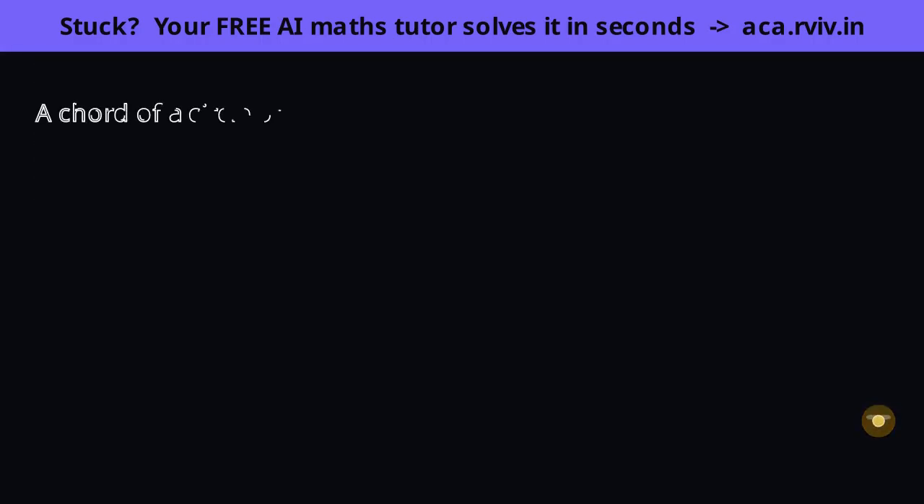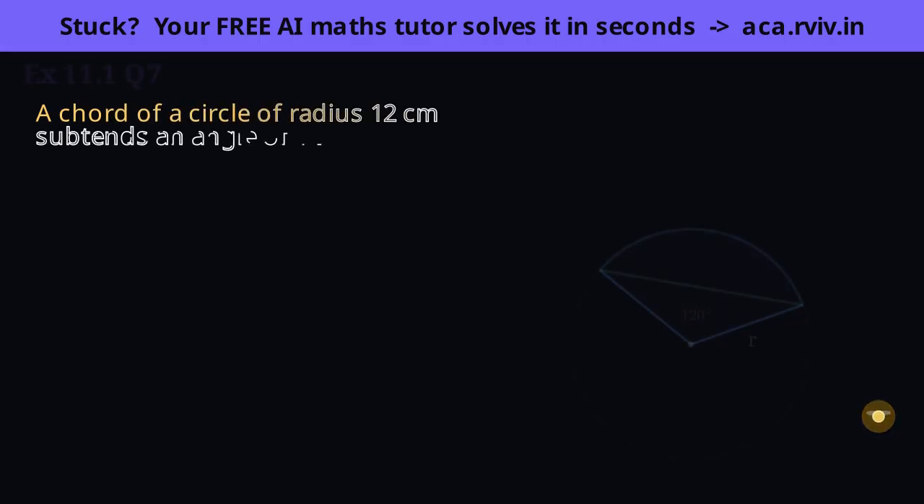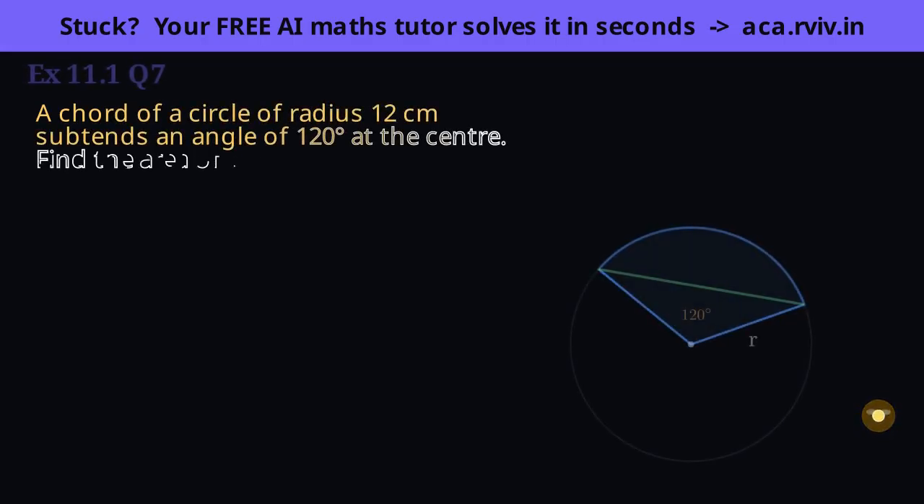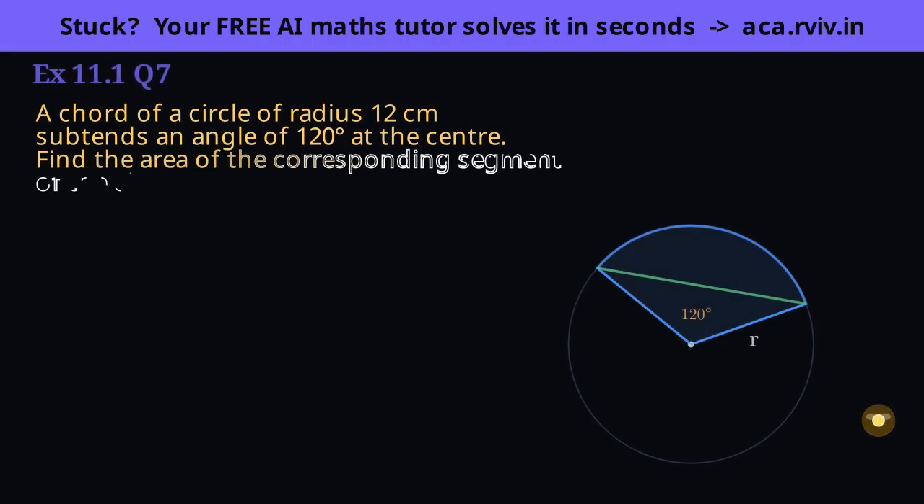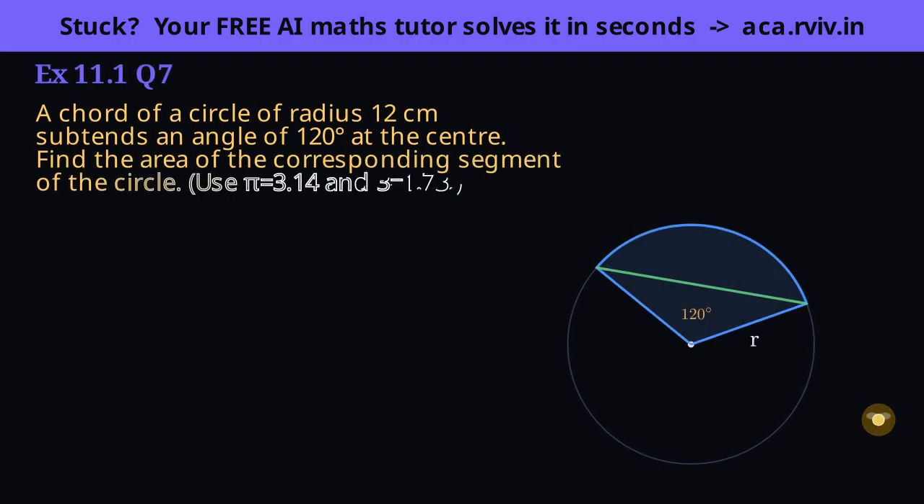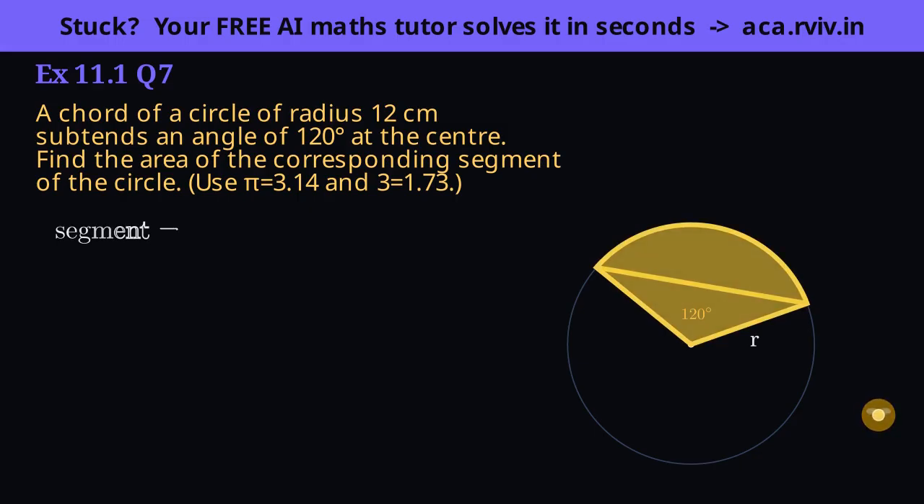At 120 degrees the neat equilateral trick is gone, so here's the formula that never lets you down for any angle. Triangle area equals 1/2 r squared times the sine of the central angle. Segment equals sector minus triangle, as always. But note the angle is 120, not 60, so the triangle is isosceles rather than equilateral. The √3/4 shortcut doesn't apply. Instead we use the all-purpose formula 1/2 r squared sine theta, which works for every central angle.